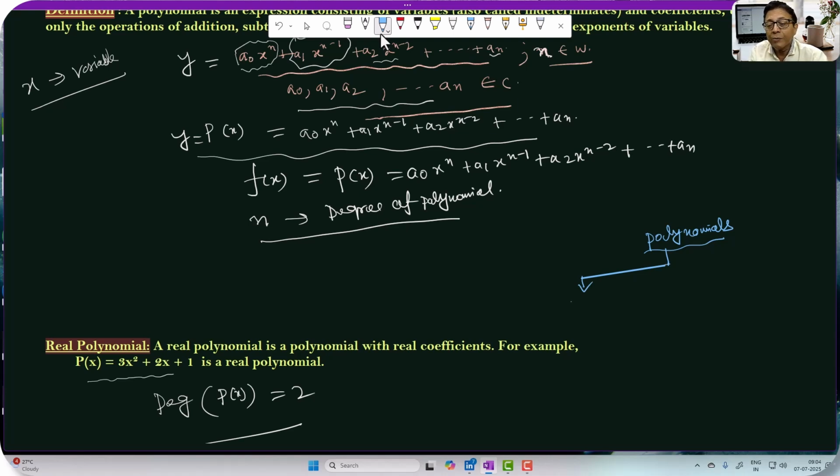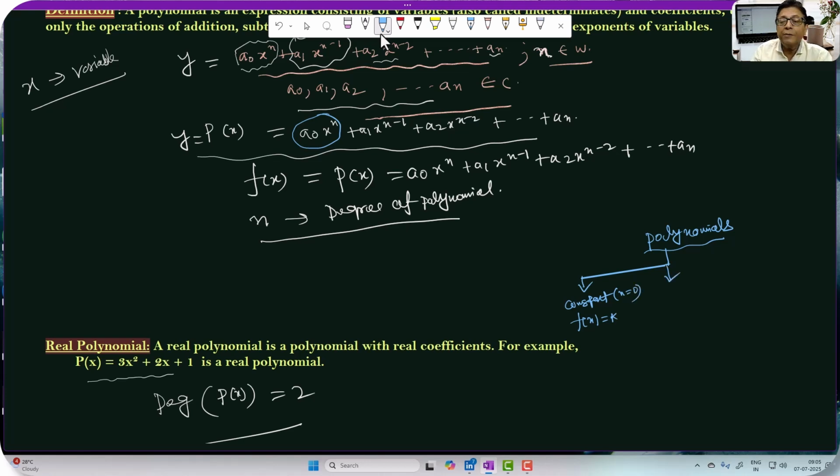What is a constant polynomial? A constant polynomial is one where n is going to be 0. Here we have said n is there. A constant polynomial is of the form f(x) equal to k. Here the index is 0, n equal to 0 over there. This is called a constant polynomial.